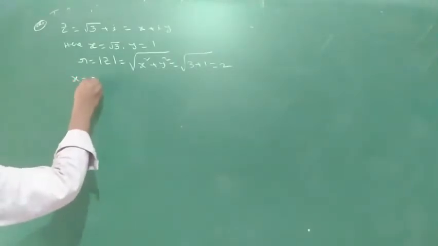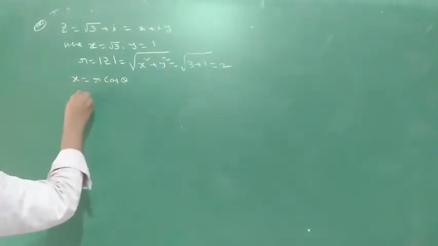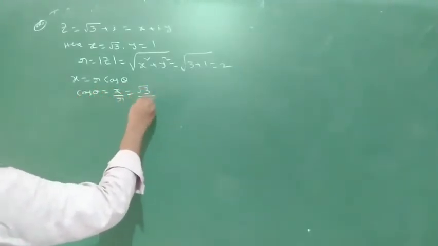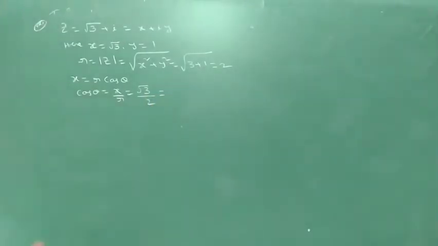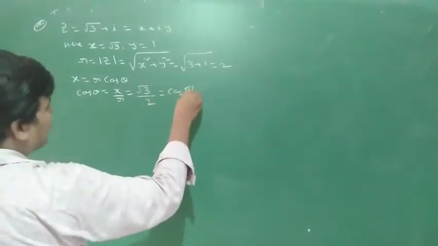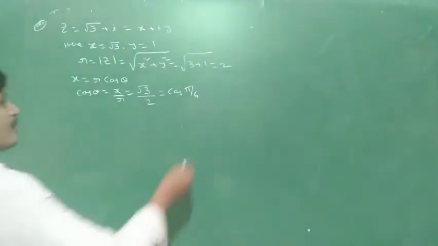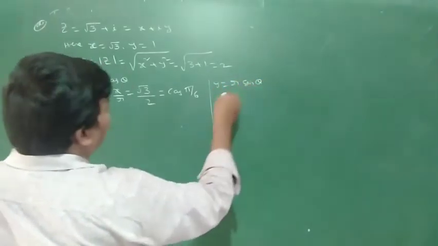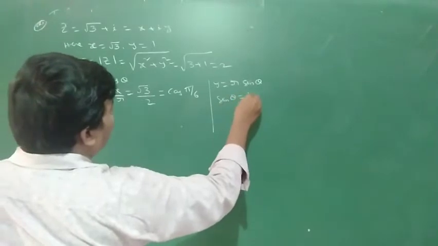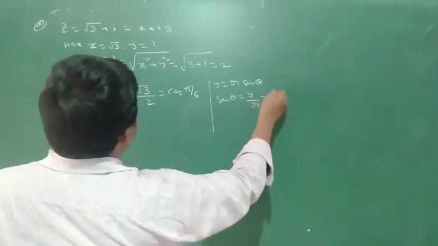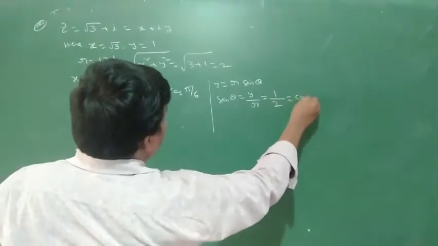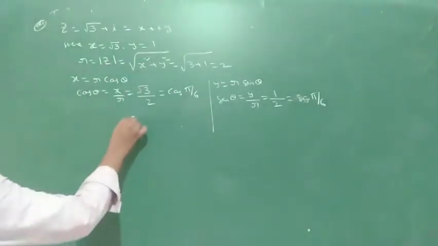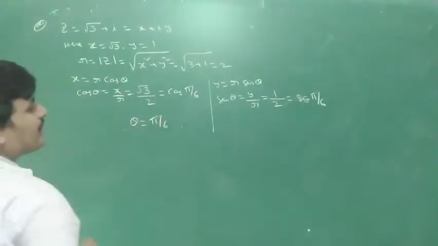So x is equal to r cos theta. So cos theta is equal to x by r. X is root 3, r is 2, so cos theta is equal to root 3 by 2, which is cos 30 degrees. Cos 30 is equal to root 3 by 2. In the same way, y is equal to r sin theta. Sin theta is equal to y by r. So sin theta is equal to 1 by 2, which is sin 30 degrees. 30 degrees is equal to pi by 6. So theta is equal to pi by 6.